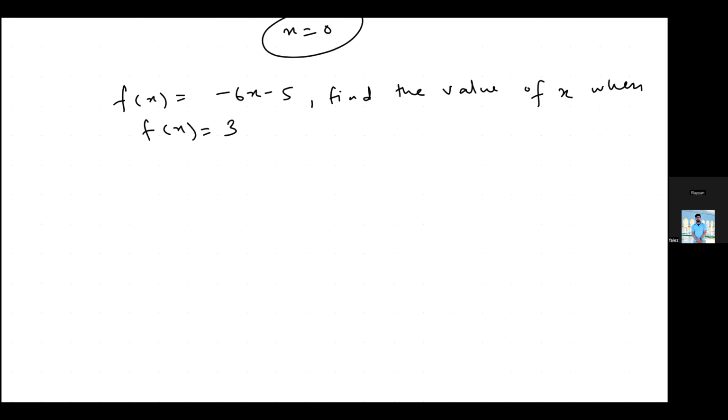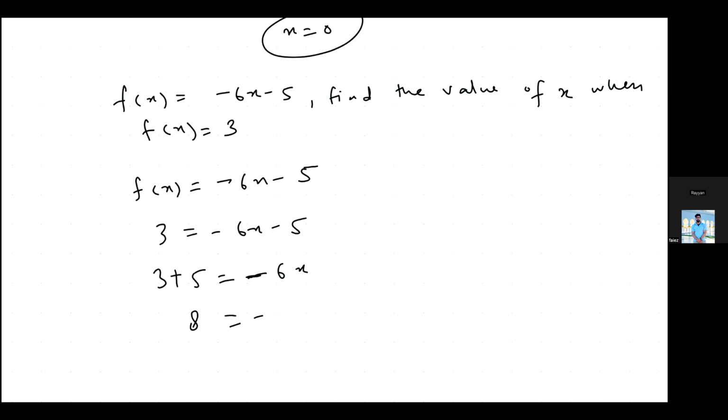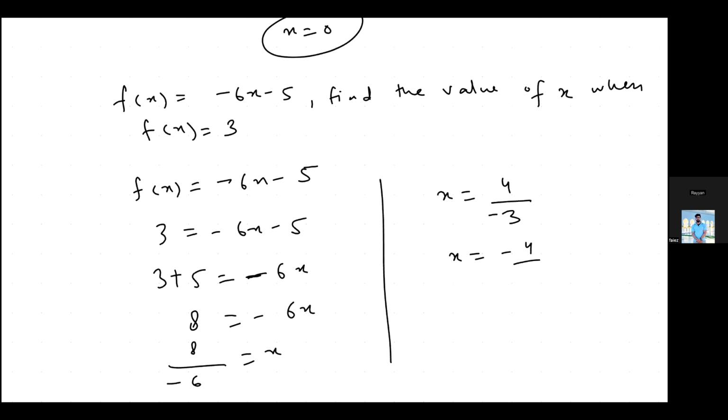I got 4 over minus 3. You got 4 over minus 3. Let's check it out. Minus 6x minus 5 was fx. Then 3 equals 6x minus 5. 3 plus 5 equals minus 6x. So that is 8 equals minus 6x. 8 over minus 6 equals x. So your x would be 4 over minus 3. Did you get this? Yeah. That's great. Just correct.